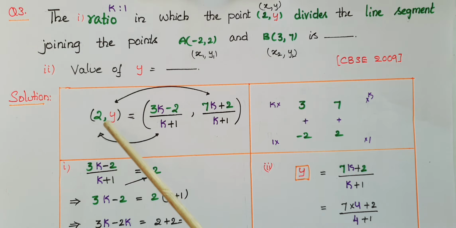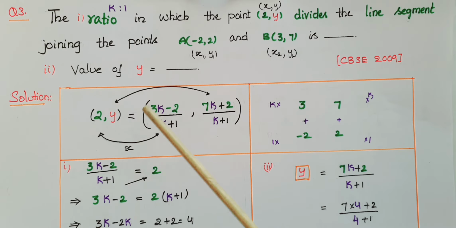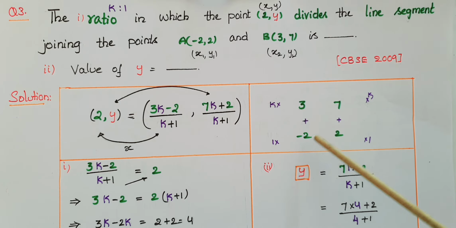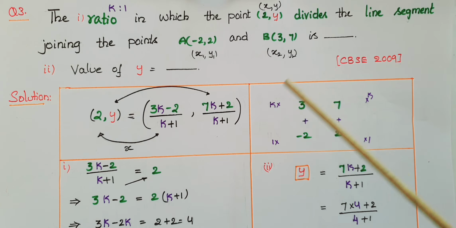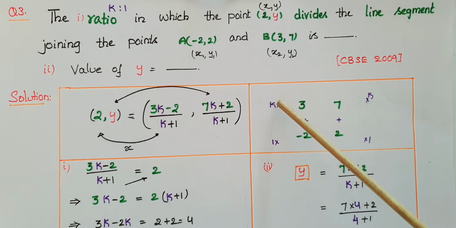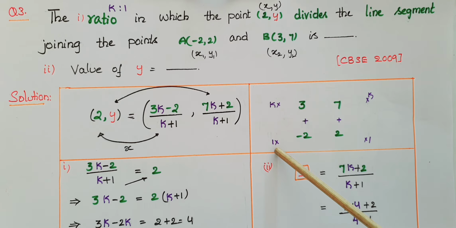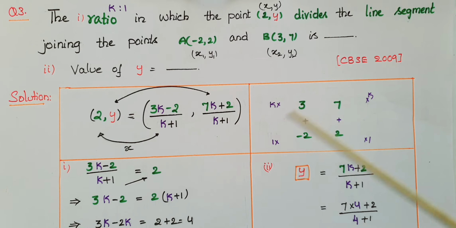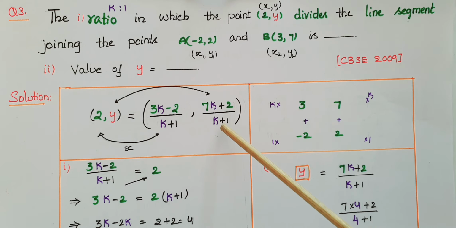Then the point (2, y) is equal to, we know that, write the values here: x2, y2 is (3, 7) and x1, y1 is (-2, 2). So this is divided in the ratio k is to 1, so k and 1 here, and (3 into k minus 2 into 1) by (k plus 1), comma, this is the y coordinate, (7 into k plus 2 into 1) by (k plus 1).